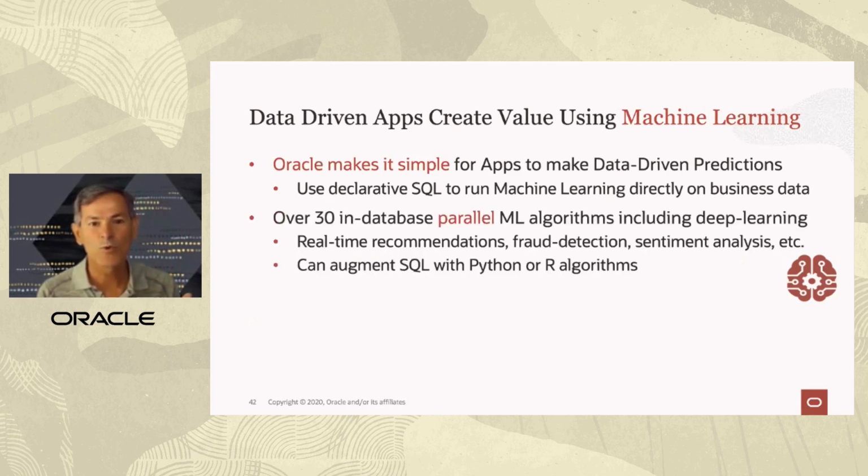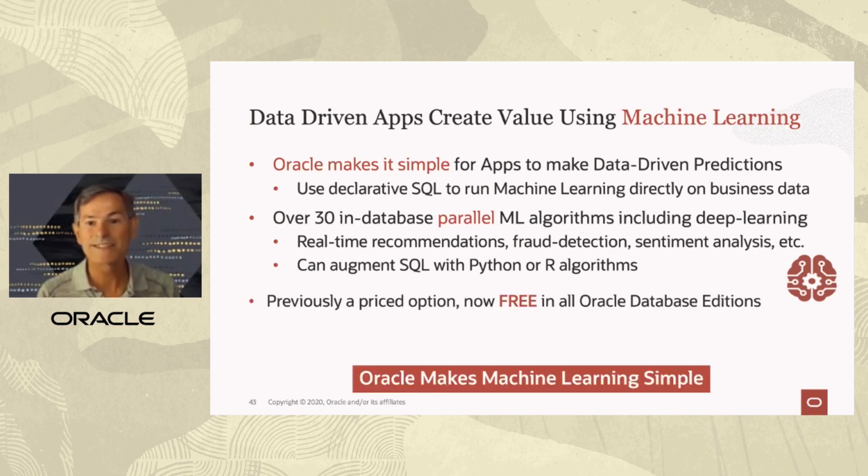So with Oracle, we built in over 30 in-database parallel machine learning algorithms, including deep learning. These allow real-time recommendations, fraud detection, sentiment analysis, etc., to be easily implemented inside an application. And we can augment our in-database algorithms with Python or R algorithms that you can load yourself. Previously, machine learning was a priced option. Now it's free in all Oracle database editions, so you can easily use it for any app.